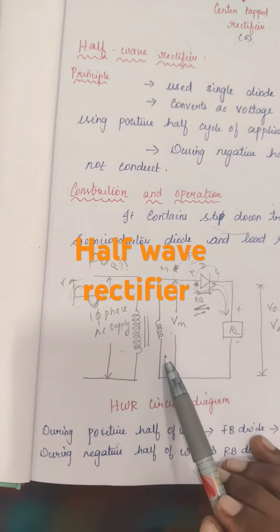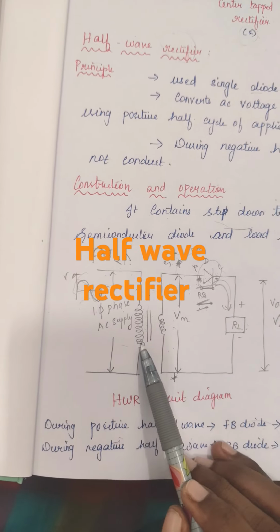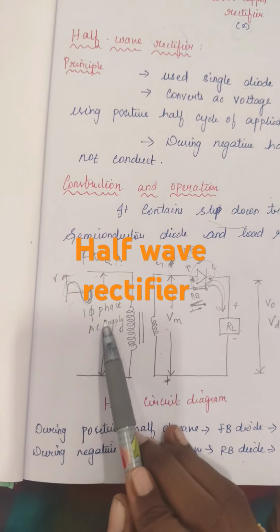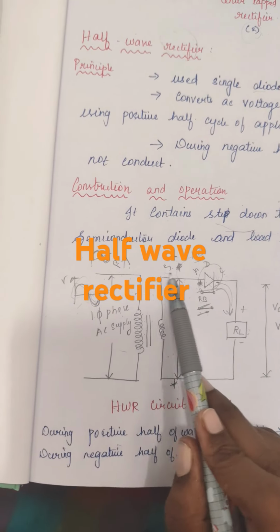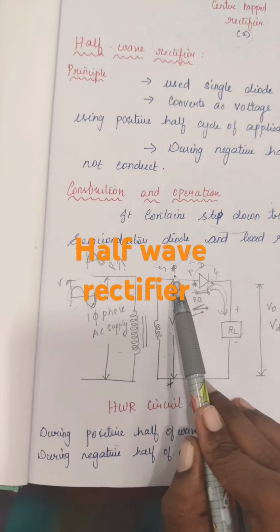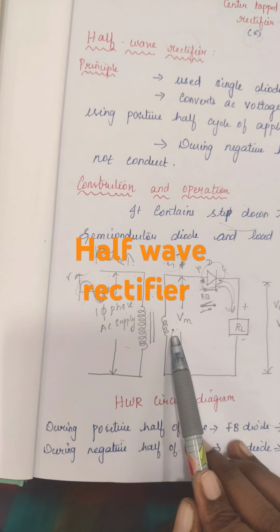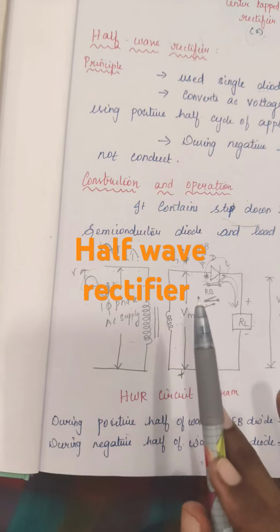Okay, so while drawing the step down transformer, you should take care that the number of turns should be maximum in the input side, that is the primary side, when compared to the secondary side. In the transformer, primary is the input, secondary is the output. So the number of turns is maximum in the input when compared to the output. You have to take care of that.